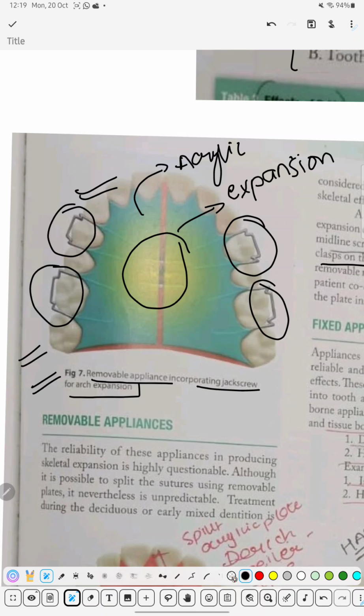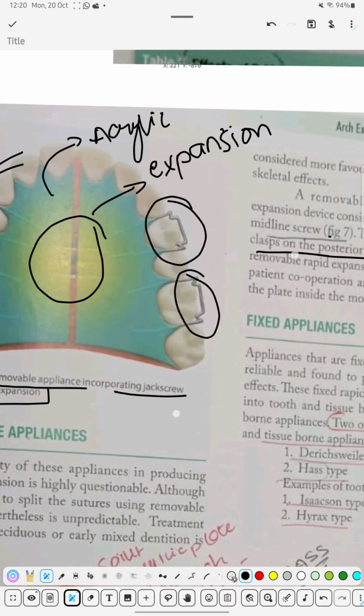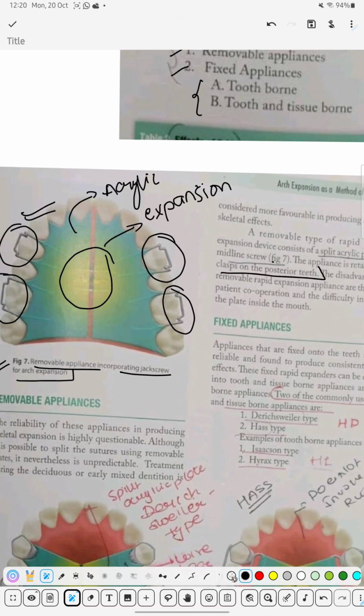Many of you have fabricated removable appliances, not the rapid maxillary expansion but appliances such as Adams and Hawley's appliance. These appliances which you have fabricated during your clinical postings are all retained with the help of clasps on the posterior teeth.